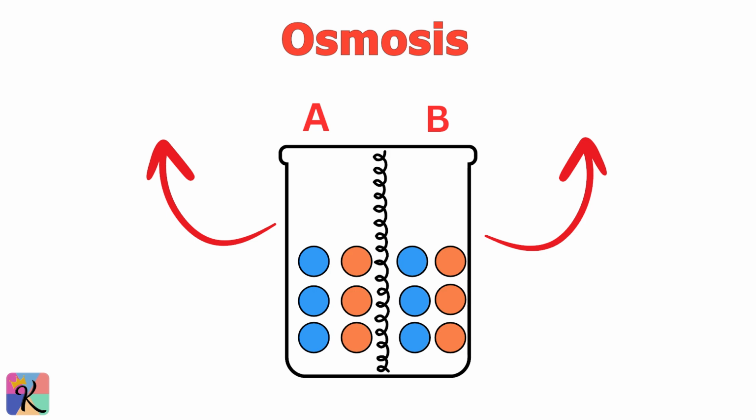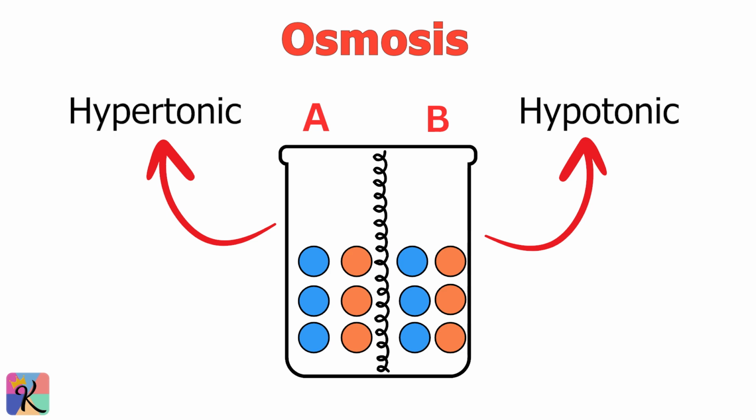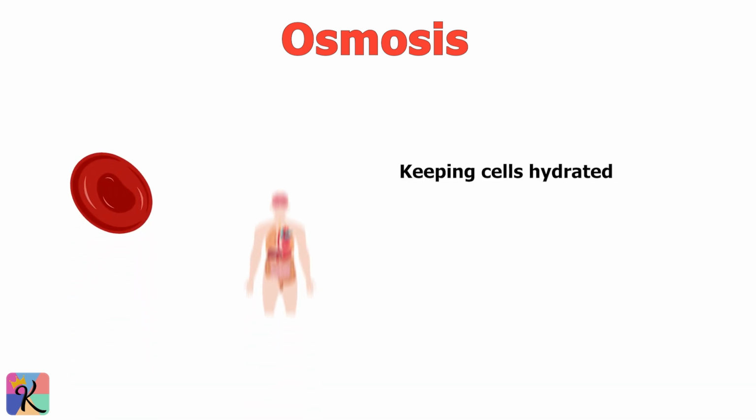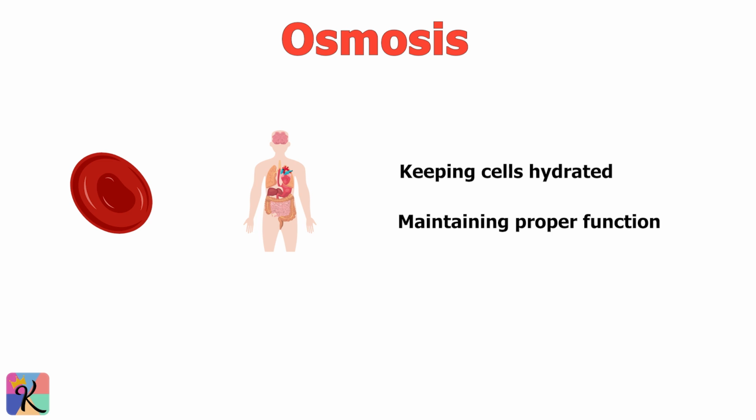Alright, let's recap. Osmosis is the movement of water molecules across a semi-permeable membrane from a hypotonic solution to a hypertonic solution. It's a form of passive diffusion, meaning it doesn't require energy. When there's a higher concentration of solutes on one side, water molecules will move toward that side to balance things out. This process is crucial for keeping cells hydrated, maintaining proper function, and ensuring that our bodies stay in harmony.